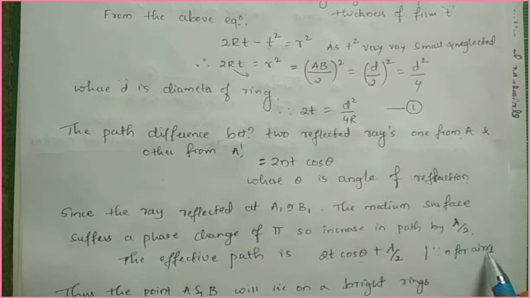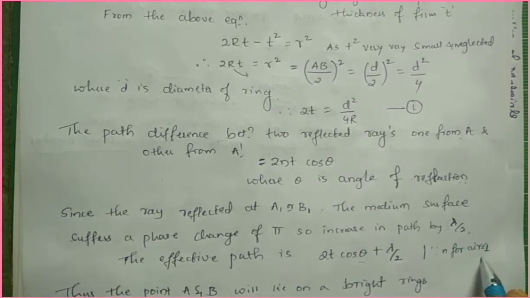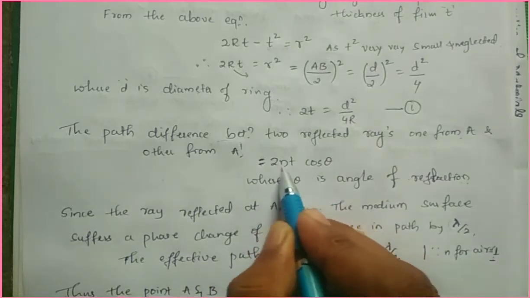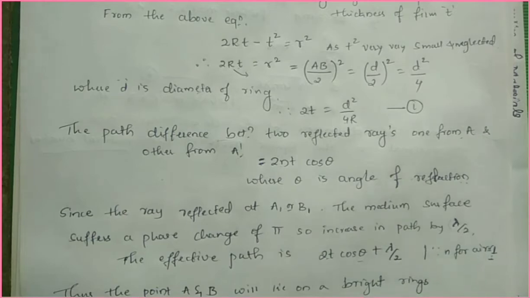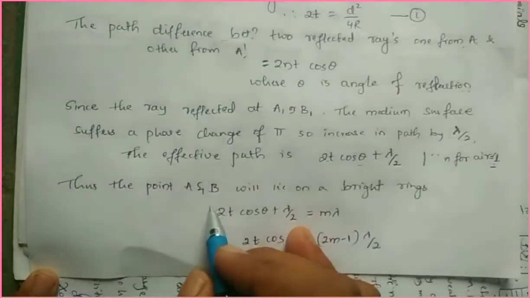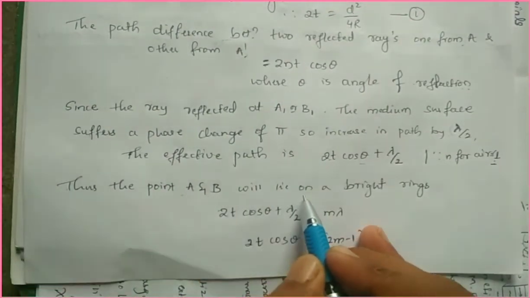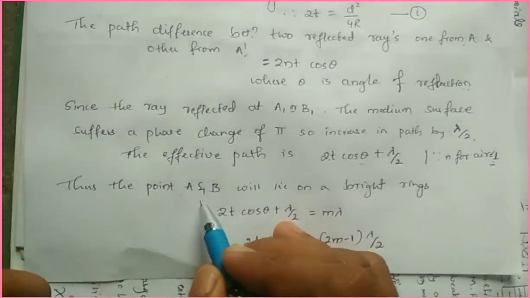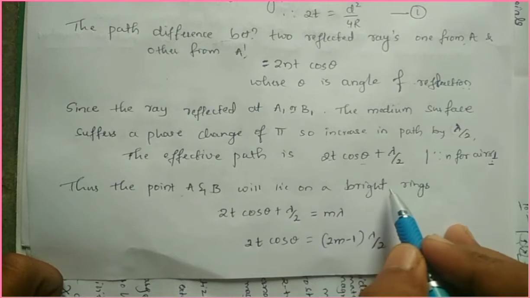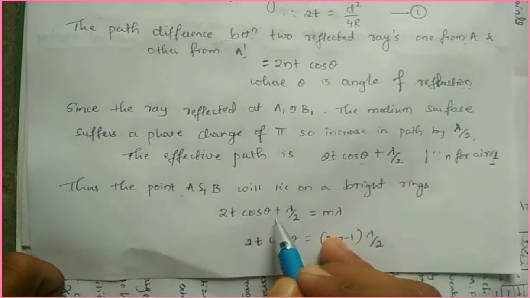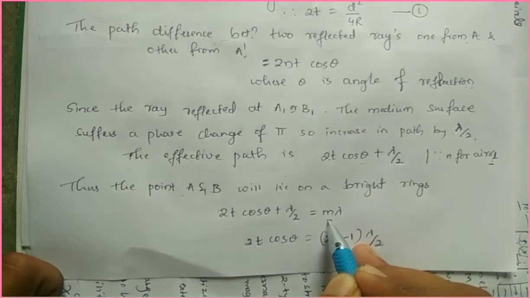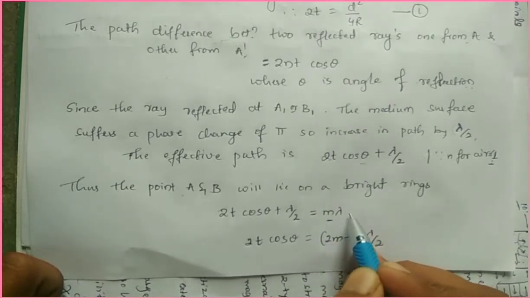Here, the refractive index is 1, so we leave out n. So 2t cos theta plus lambda by 2. Thus the points A and B will lie on bright rings. At that time 2t cos theta plus lambda by 2. So you know that the bright fringes give m lambda.